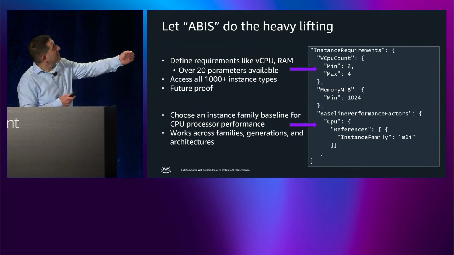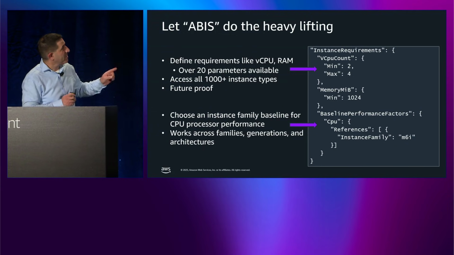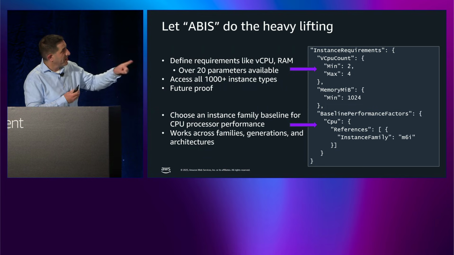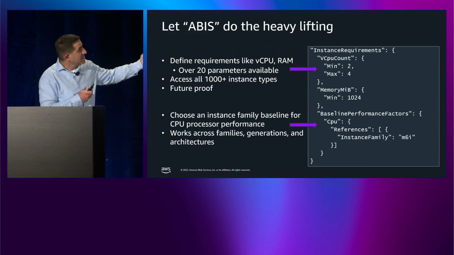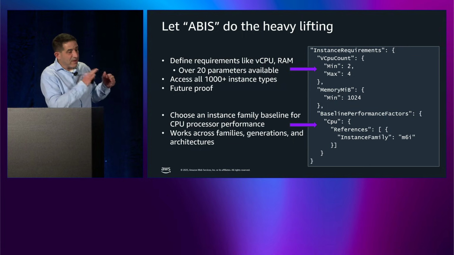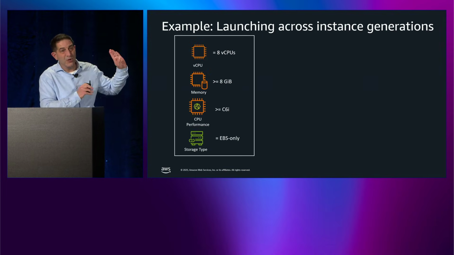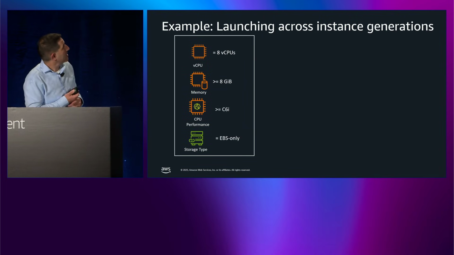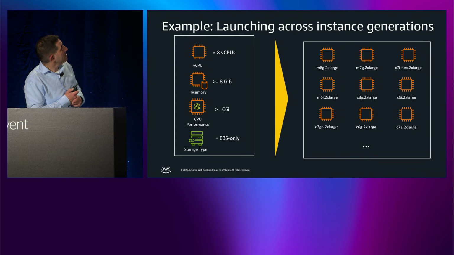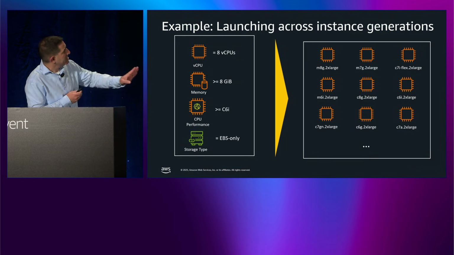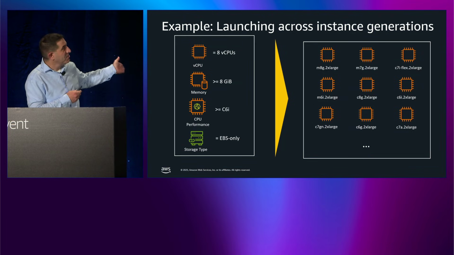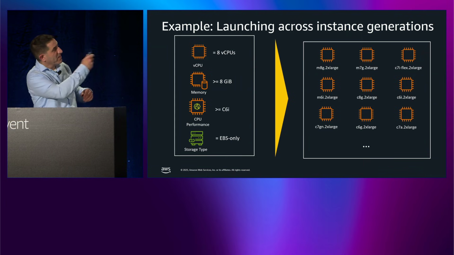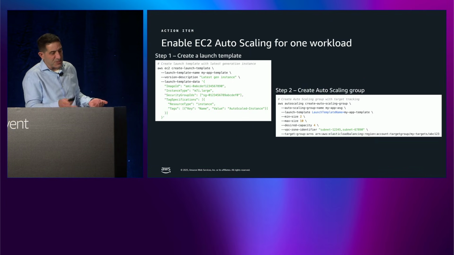Here's an example of what we call ABIS, or attribute-based instance selection configuration for an autoscaling group. Think about utilizing this. It's a great way for you to think less about individual instance types, more about what your workload needs. Okay, consider launching across multiple generations, of course. Let ABIS do the work for you. But again, the more flexible you are, the more options you have to optimize.